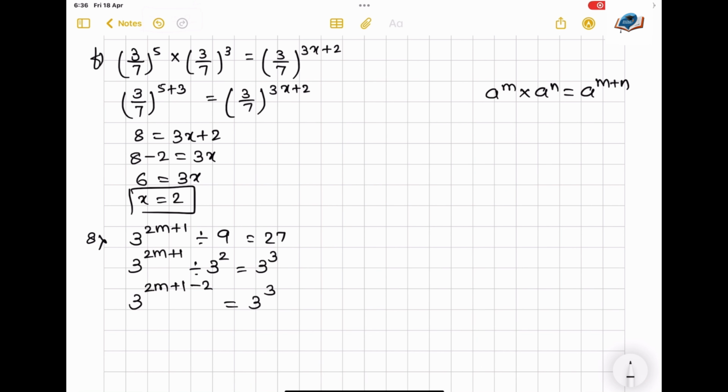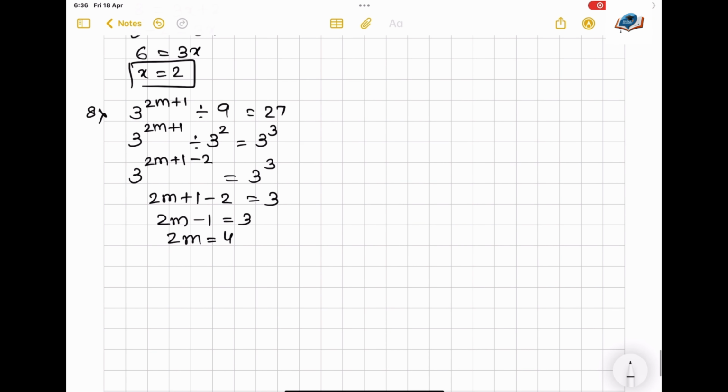So 2m plus 1 minus 2 equal to 3. So 2m minus 1 equal to 3. So 2m equal to 4. So m equal to 2. Now let us do two hot questions.